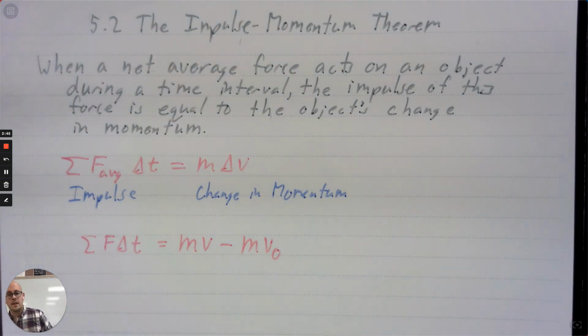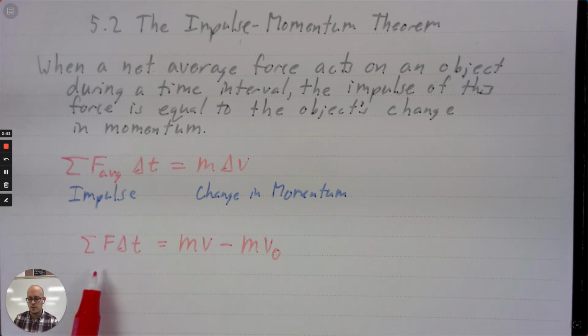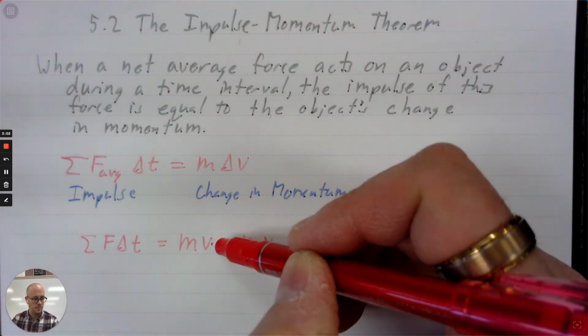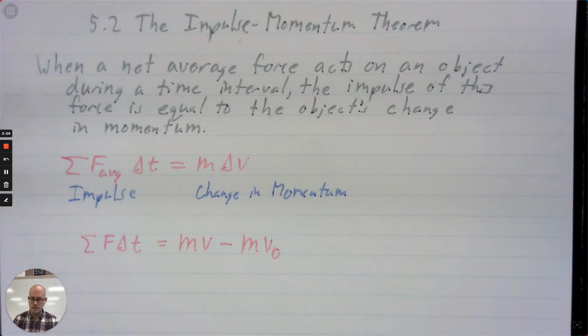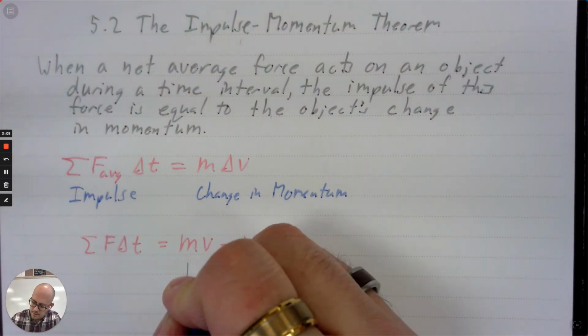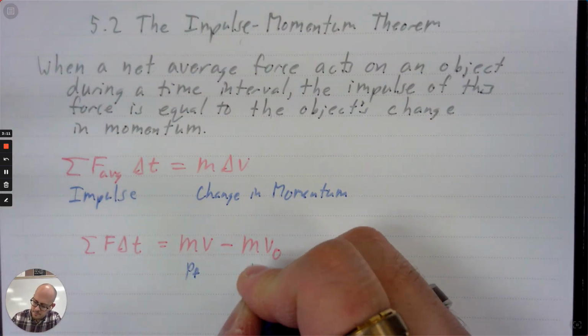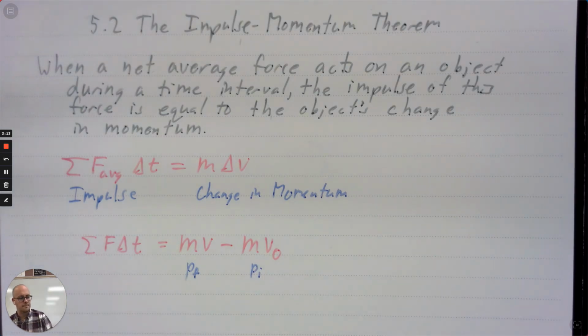In the energy unit, there were equations that had a lot of variables and equations that had not a lot of variables. If you're looking for an equation that has all the possible variables when there's a force exerted, this is one of them. Net force times time equals mv minus mv naught, where mv is the final momentum and mv naught is the initial momentum. I'm just going to write that here. This is the final momentum. This is the initial momentum.